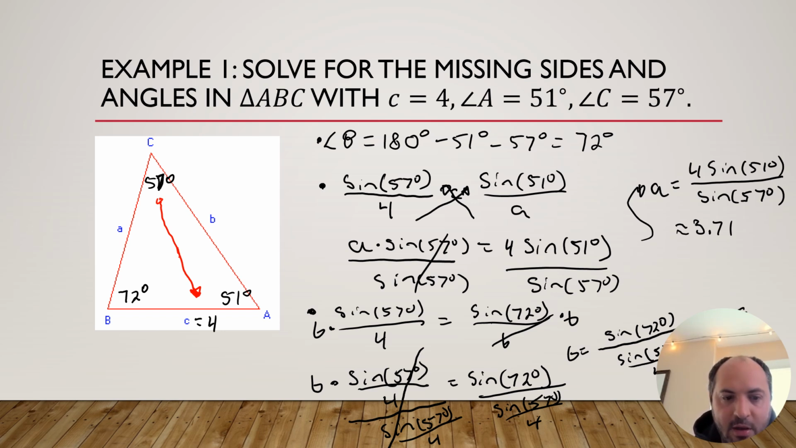So sine of 72 divided by, and then I'm going to put parentheses around the denominator in my calculator to make sure it reads this correctly. Sine of 57 divided by 4, and that gives me, if I plug in correctly and don't give myself a calculator error, about 4.54. So this is approximately 4.54. So here were two examples of me solving for side lengths with the law of sines. And that's about all there is to it.